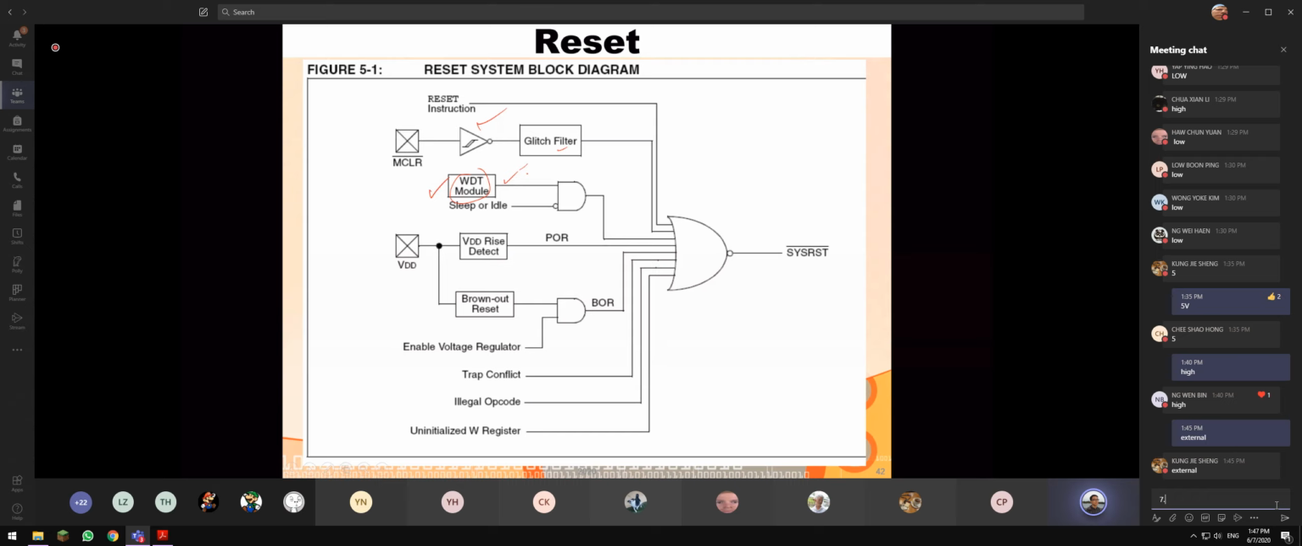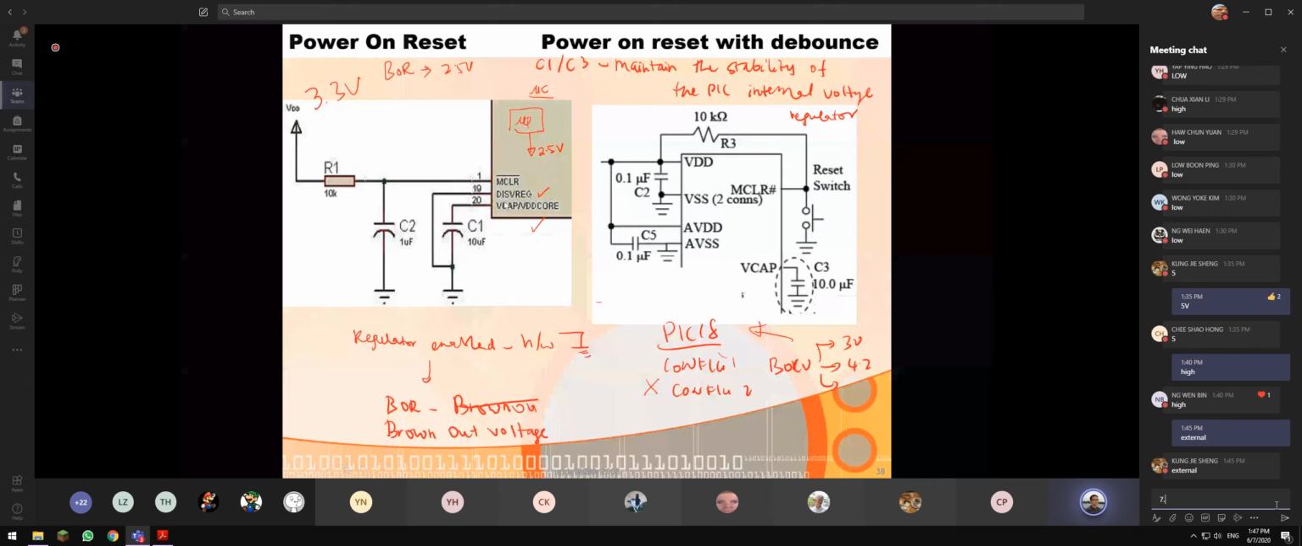Power on reset also can cause reset. Brown out reset, just now I told you, if it drops below 2.5 volt in PIC24, reset, BOR reset. Of course, but you must enable the voltage regulator, because this had to be connected to a voltage regulator just now. Okay, enable this.